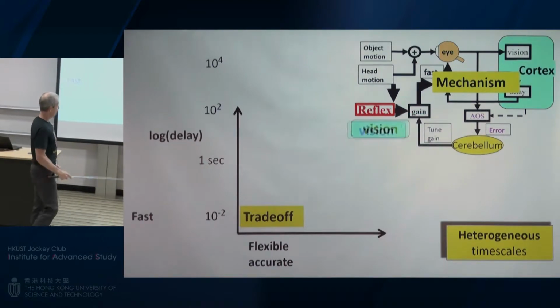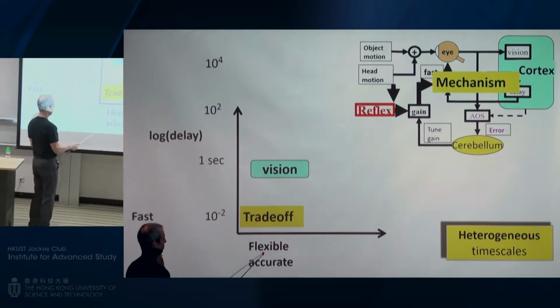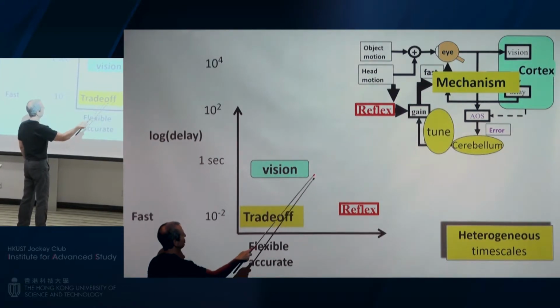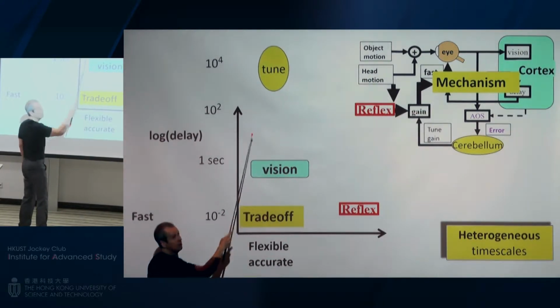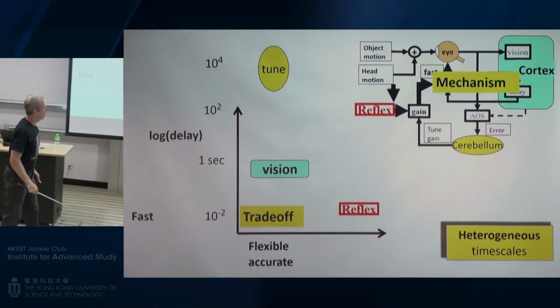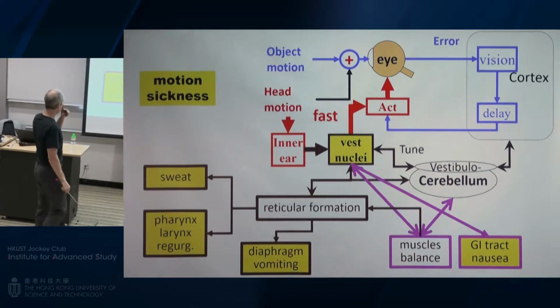There's a trade-off again. Vision's slow but flexible, reflexes fast but inflexible. And then you've got this tuning, which is hours to days. Very much slower. That's a pretty common way, very heterogeneous timescales though.